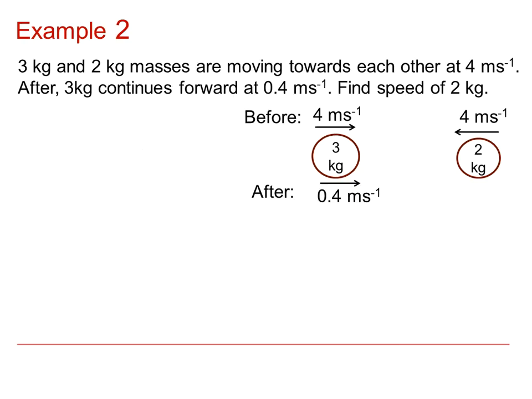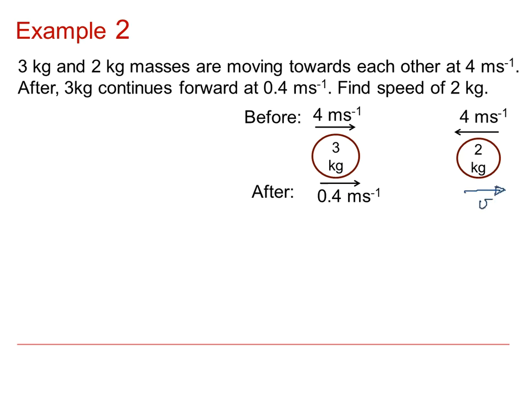In the second question, we're asked to find the speed of a 2 kilogram mass in a different impact this time, starting off with the 4 meters per second towards each other, but this time the 3 kilogram mass ends up moving at 0.4 meters per second in the same direction as it was initially moving. So we were asked to find the speed of the 2 kilogram mass.